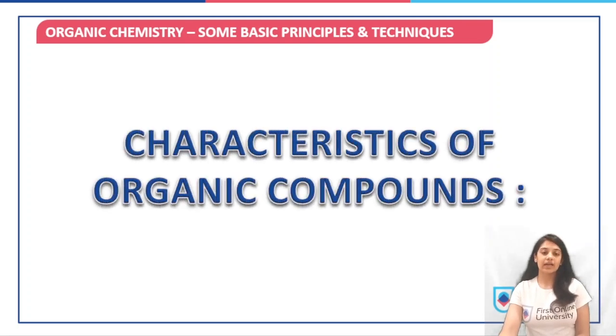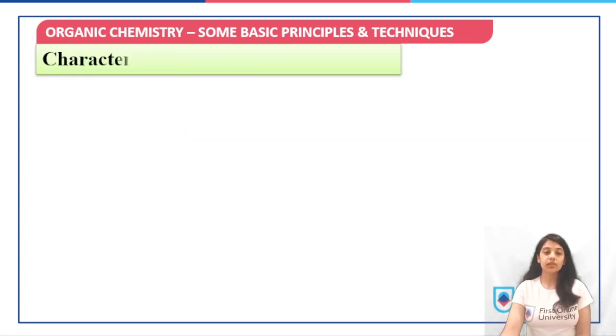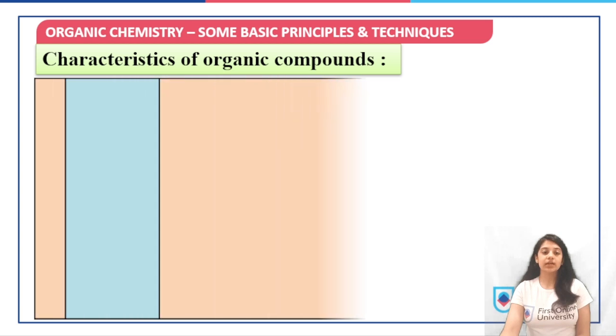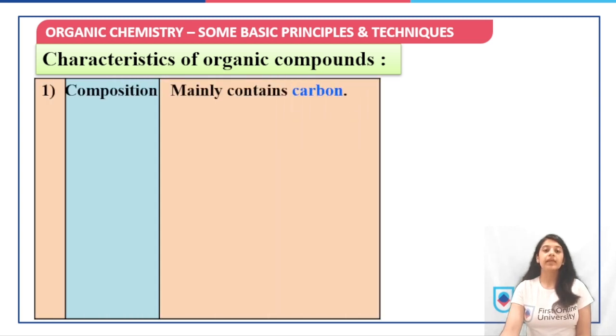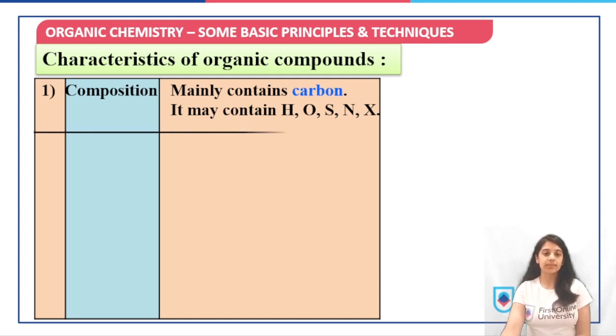Now let us look at what are the different characteristics of organic compounds. Means if we have organic compounds, what are the various characteristics by which we are actually going to identify them? So the characteristics include, number one, composition. They mainly contain carbon and also they can contain hydrogen, oxygen, sulfur, nitrogen or halogens.